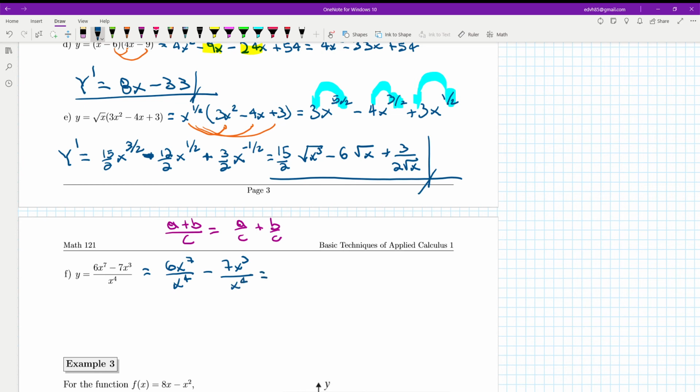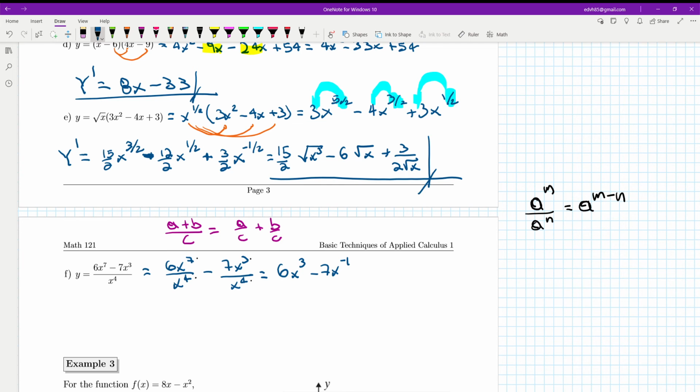What is this going to give us? Well, recall the quotient rule for exponents. When we have a to the m divided by a to the n, this is a to the m minus n. In this case, 7 minus 4, 3 minus 4. That's what we're going to do here. So 6x to the 7 minus 4, which is 3, minus 7x to the 3 minus 4, which is negative 1.